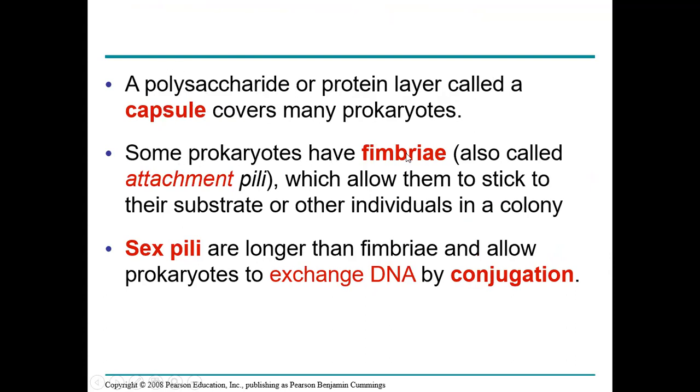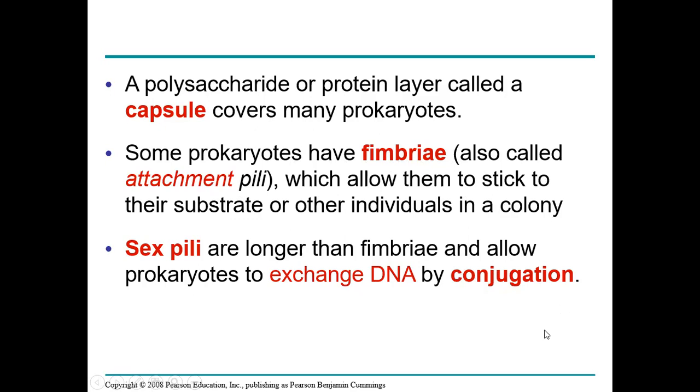Some prokaryotes have fimbriae, also called attachment pili. That is another term. Some prokaryotes have a particular structure known as fimbriae, or you can call it attachment pili, which allows them to stick to their substrate or to other individuals in a colony. Fimbriae, which are present on the cell membrane of prokaryotes, help the bacteria form colonies.